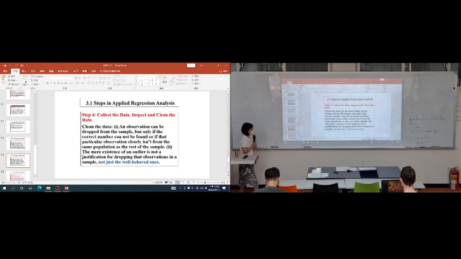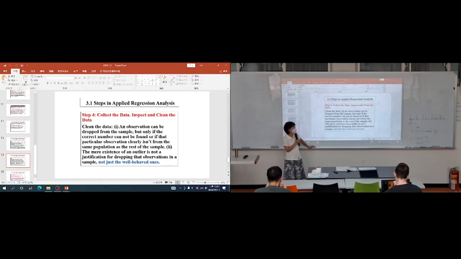How do we clean the data? So this is what we say. Be careful. Any observation can be dropped from a sample, but only if the correct number cannot be found, or if that particular observation clearly isn't from the same population as the rest of the sample. Sometimes it's hard to find out, right? And second, the mere existence of an outlier is not justification for dropping that observation from a sample, and not just the well-behaved ones.